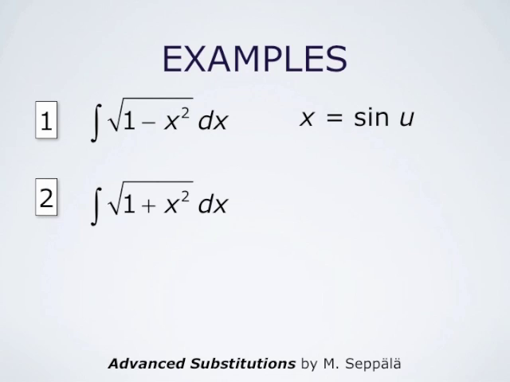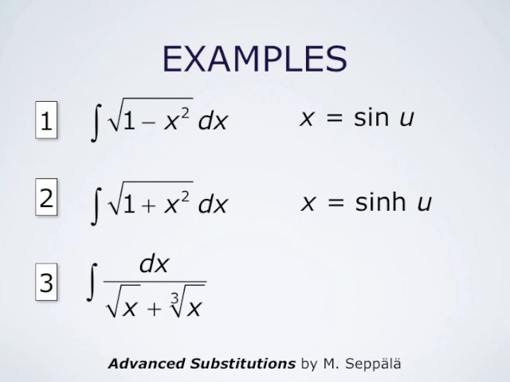Second example is the integral of square root of 1 plus x squared dx, and here we use the hyperbolic substitution x equals hyperbolic sine of u. Because in this case, 1 plus x squared becomes 1 plus hyperbolic sine squared of u, which simplifies to hyperbolic cosine squared of u, and the square root of that is simply hyperbolic cosine of u.